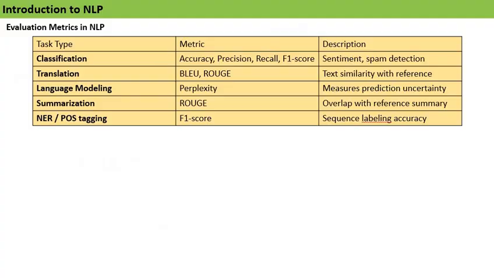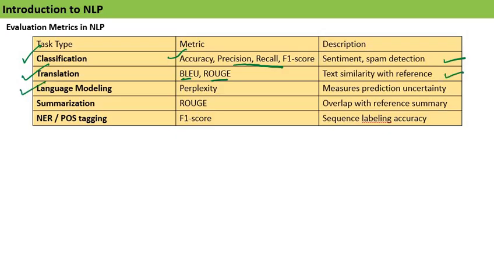Now coming to the last slide. There are certain evaluation metrics to provide the KPIs in NLP. For classification tasks, the metrics are accuracy, precision, recall, and F1 score, which you already discussed, for sentiment analysis or spam detection. For translation of language or a big corpus of data, we take the metrics BLEU or ROUGE, which check the similarity of the text with the reference.